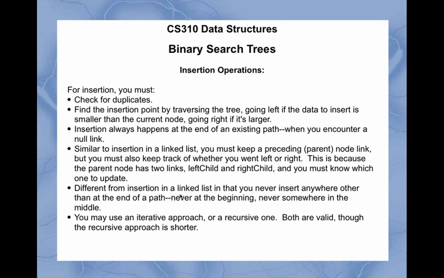That's what you must update. But you also have to keep track of whether you went left or went right. And this is typically done with the Boolean value. So you need the trailing pointer, which is the parent reference, and the Boolean that says whether you went left or you went right. It's different from insertion in a linked list in that you never insert anywhere other than the end of the path, not at the beginning and never in the middle. You can use either an iterative approach or a recursive one. Both are valid, though the recursive approach is in fact shorter.